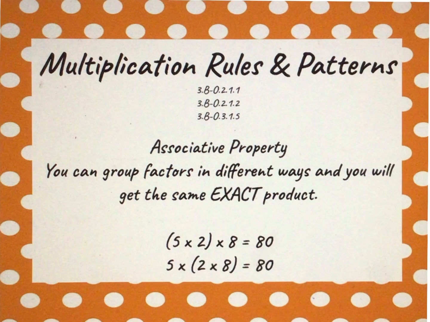And we've also talked today a little bit about the associative property, where you can group factors in different ways and you will get the same exact product. For example, if we have, let me bring this over, 5 times 2 times 8. So I know 5 times 2 is 10, and then 10 times 8, which is 80. Or I can go down here, 2 times 8, which is 16, and then 16 times 5. If you count by 5, 16 times, it will also equal 80.